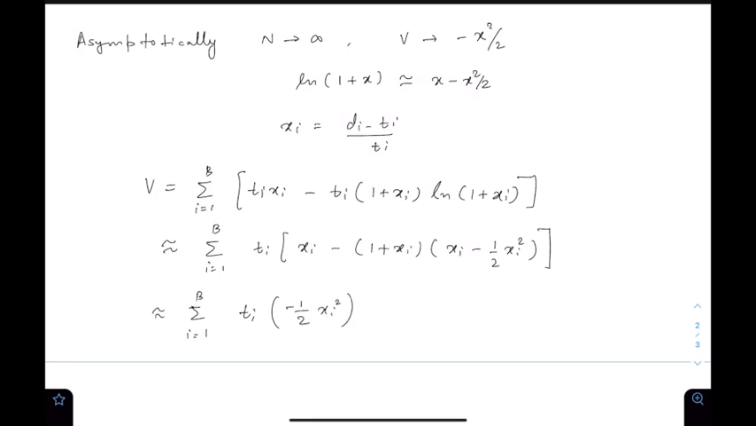this basically becomes minus half times the sum from 1 to B of d_i minus t_i squared by t_i. Thus, minus twice V is distributed according to a chi-square distribution with capital B degrees of freedom. But then in such a case, we may also directly use the chi-square test.